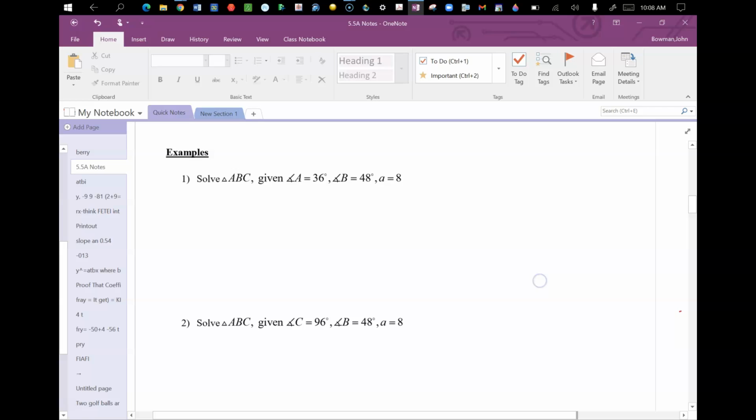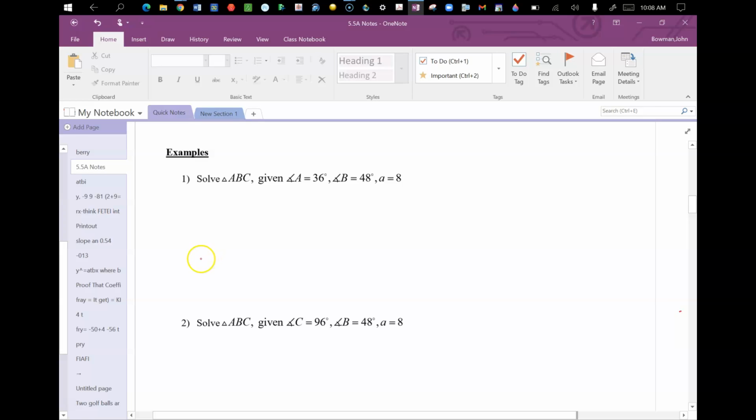So I want to remind everybody how triangles are labeled before we go any further. Angles are measured with uppercase letters and sides with lowercase letters, and the side that has the same letter as the corresponding angle is across from that angle. So in other words, in this example number 1, angle A of 36 degrees is across from side A, which has a measure of 8.